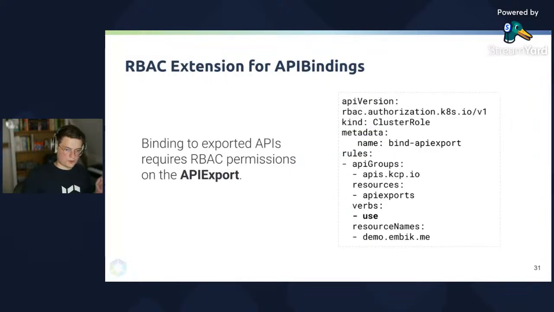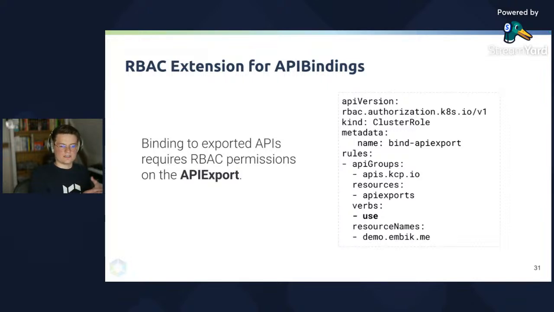Of course, this needs to be secured. So KCP comes with some light extensions of the Kubernetes RBAC mechanism. One of them is that to reference an API export from an API binding, you need a specific verb on the resource.